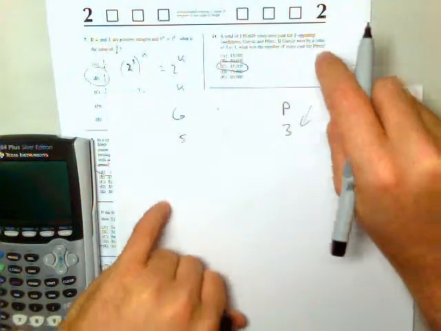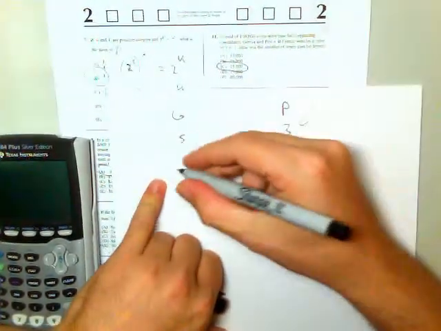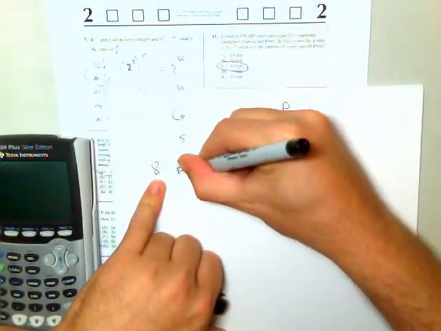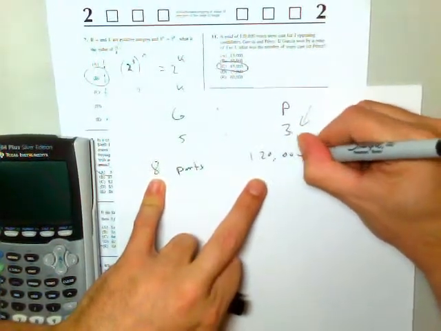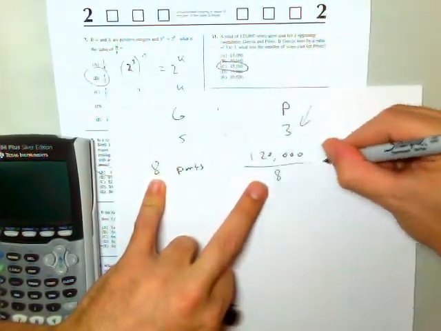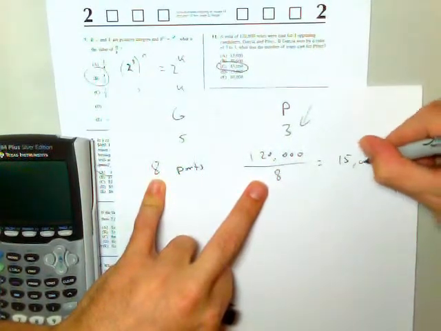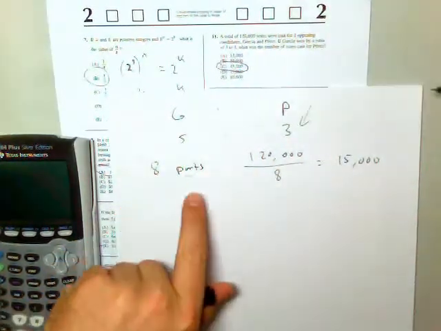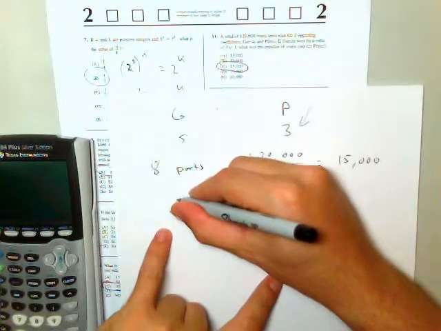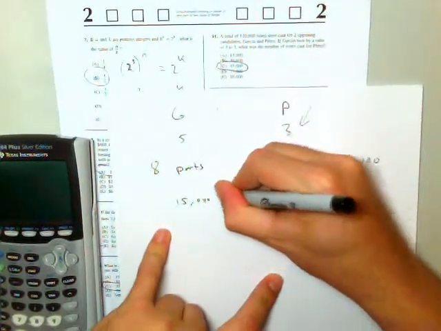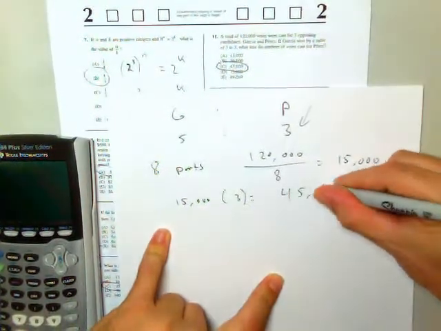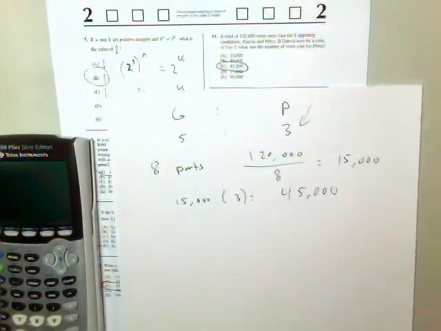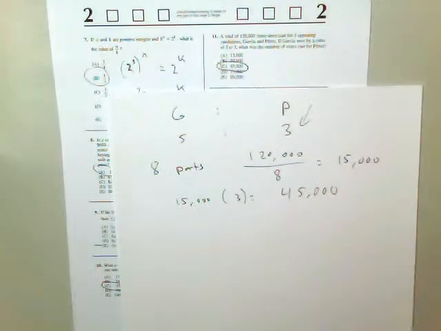Well, what I'm going to do is add these 5 and 3. There's a total of 8 parts. I'm going to divide the total votes cast by 8 parts, and I'm going to get one part is 15,000. Now, Perez got 3 parts. That's 15,000 times 3, which is 45,000 votes. Sounds pretty good, but apparently not enough to win.